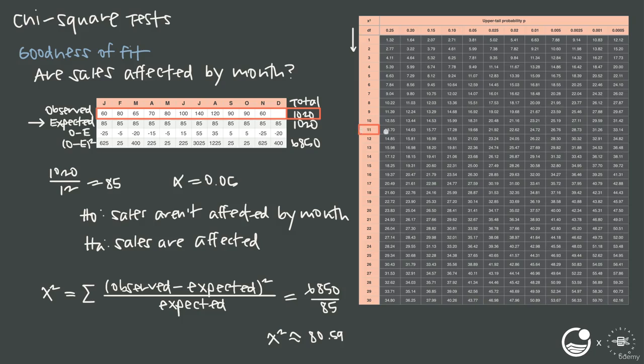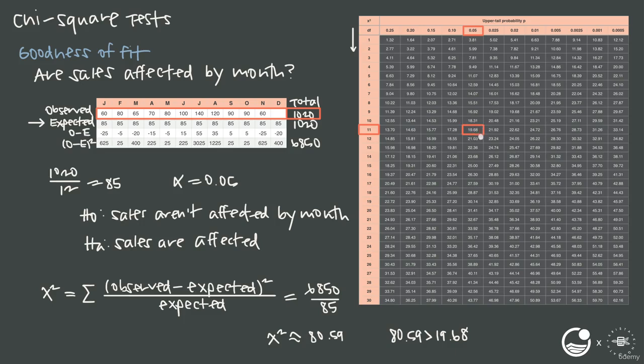So we come here to 11 degrees of freedom, and we work our way across to an upper tail probability of 0.05, whatever our level of significance is. We find that in the upper tail probability header row, and then we come here to their intersection, and we see this value, 19.68. From here, the only thing left to say is whether our chi-squared test statistic that we calculated is less than or greater than the value that we find in our chi-squared table. In this case, we can see obviously that 80.59 is greater than 19.68.